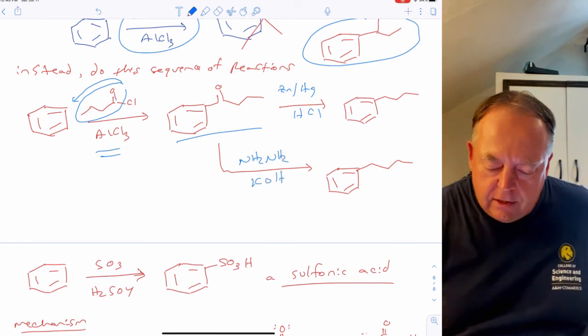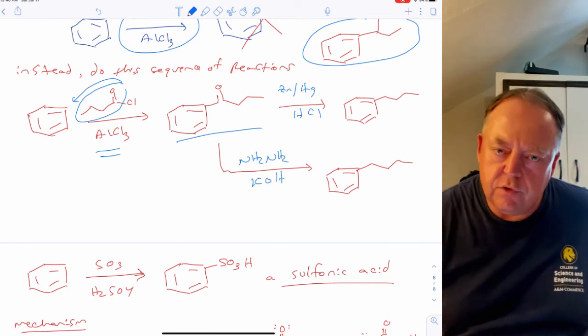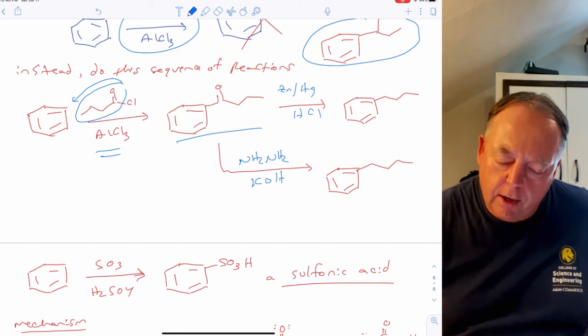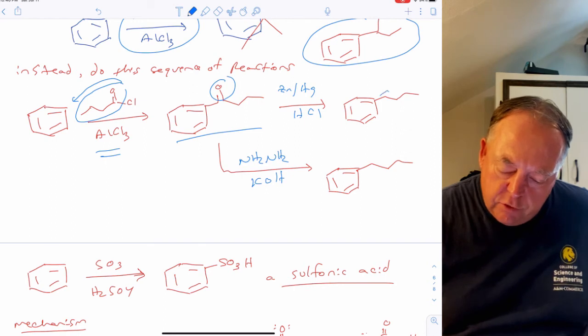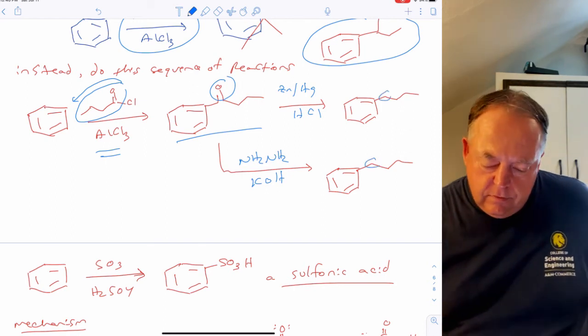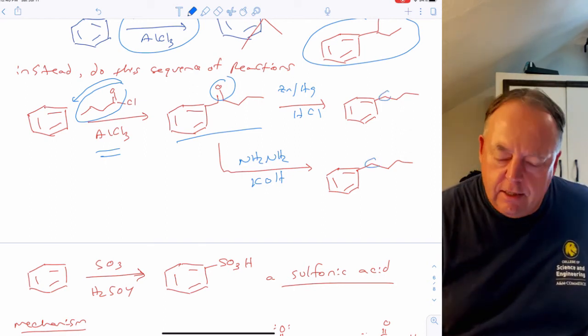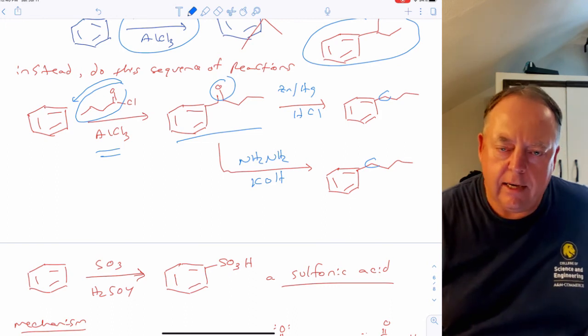And so we won't worry about the mechanisms for those. You should just memorize those reagents and know how to predict the products. But again, they just reduce the C double bond O all the way down to a CH2. And now you've got this straight alkyl chain on there with no possibility for carbocation rearrangement.